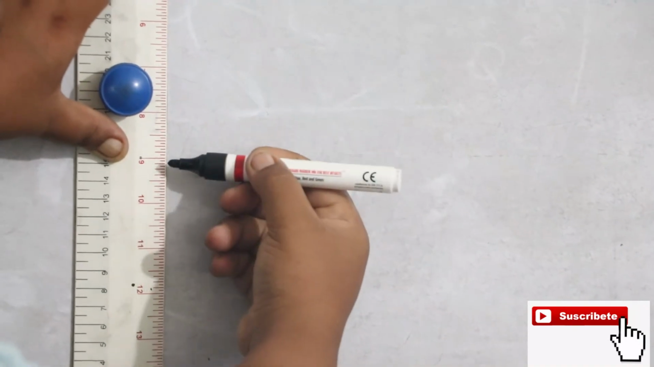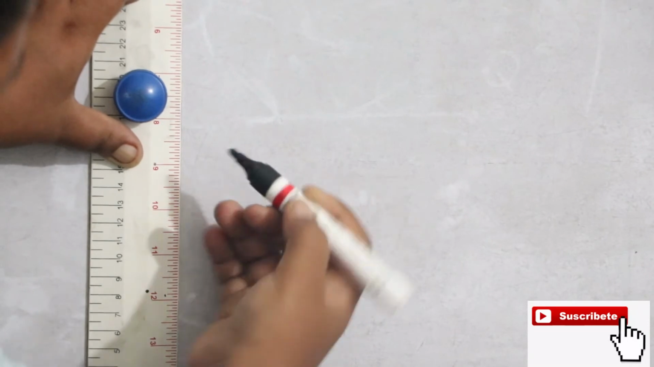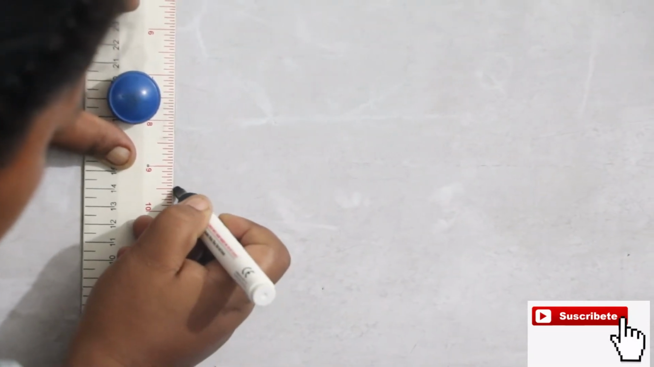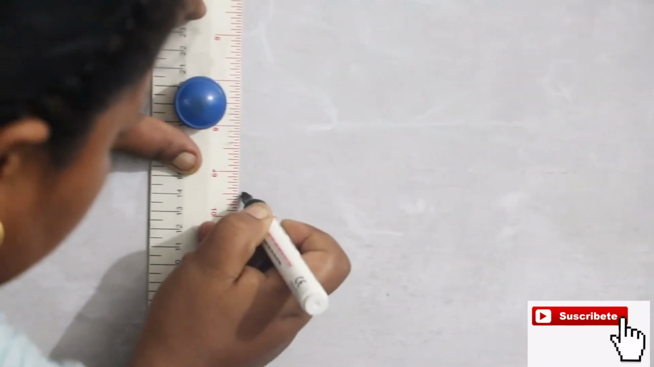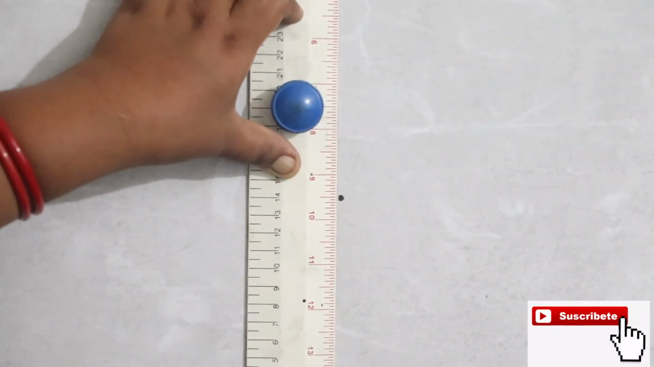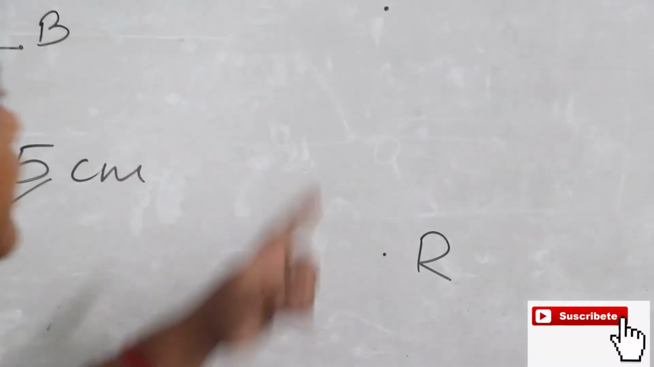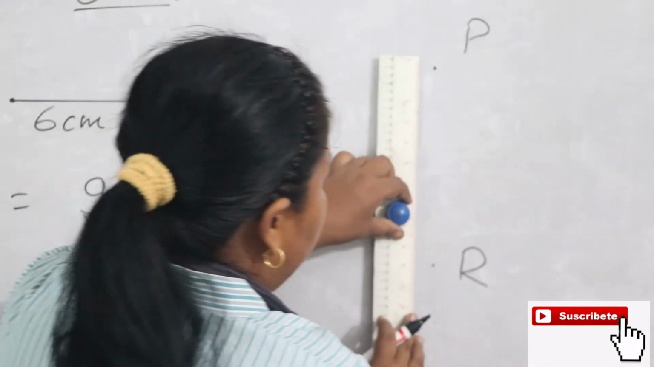This one is one line. Here count 1, 2, 3, 4, 5. So 9.5 is this. Give the point and name. Give the name R. Here is R. So we found point P and point R. Now, join them.